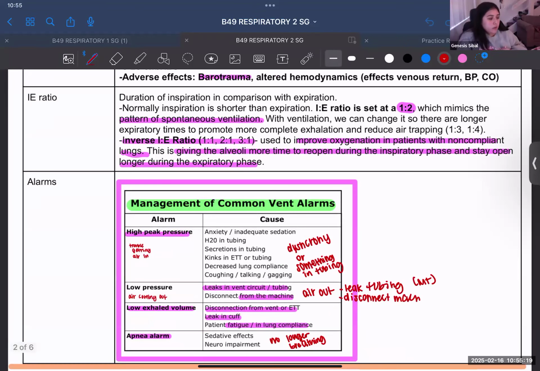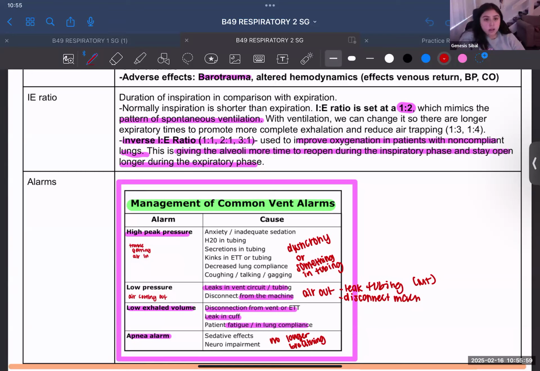Okay, inverse ratio. So this is basically talking about your duration of inhaling versus your duration of exhaling. Usually for us, normally when we're inhaling, it's shorter than when we're exhaling. I feel like that makes sense, like if you're sighing, sometimes you're breathing in a lot or you kind of just want a break and then you sigh, right? So that's how I think about it: your expiration is usually longer. So usually the ratio is set 1 to 2, right? Because inspiration is shorter, expiration is longer, so it's 1 to 2.